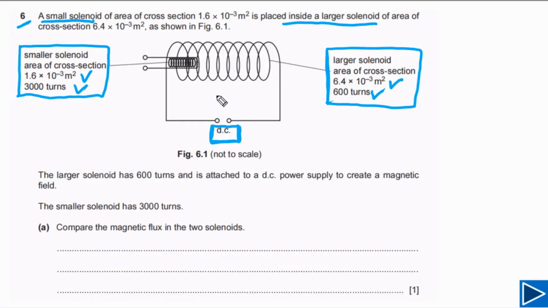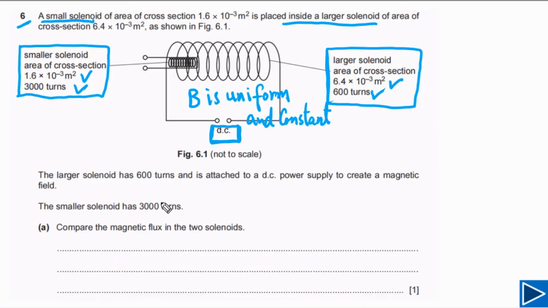As it is connected to a DC power supply, the magnetic field density, or simply B, is uniform inside the larger solenoid. So B is uniform and B is constant. It is constant because it is not changing with time, because the current is constant. So B inside the larger solenoid is uniform and constant.